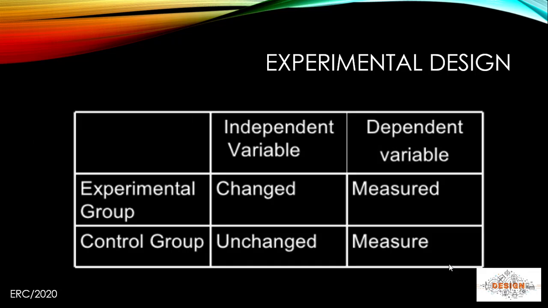Okay, so this table shows you kung ano yung mga nabibigyan ng treatment or remained unchanged. Okay, so for the experimental group, the independent variable is changed. The dependent variable is being measured to know the comparison between the two. Then the control group still remains unchanged. For the independent variable and the dependent variable, it is being measured.